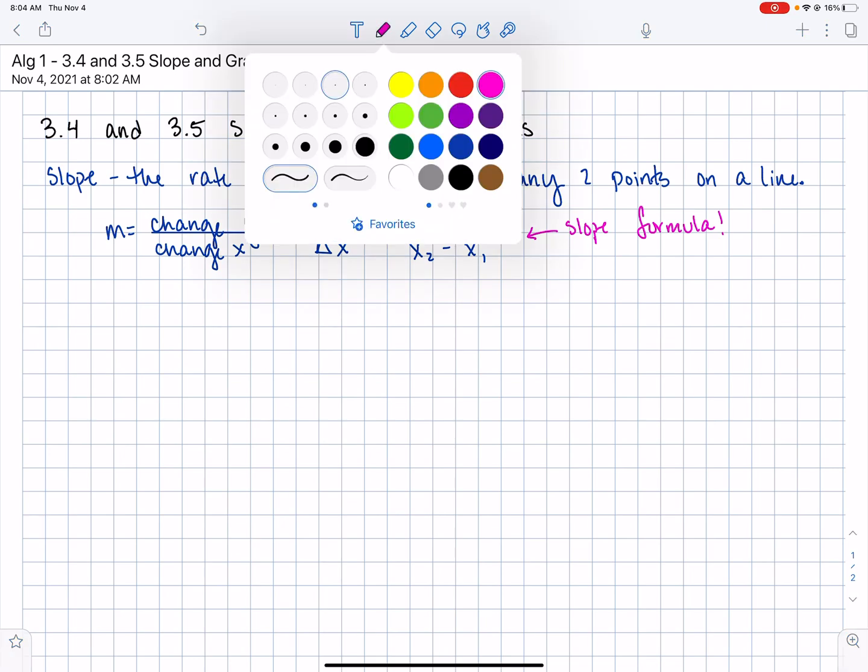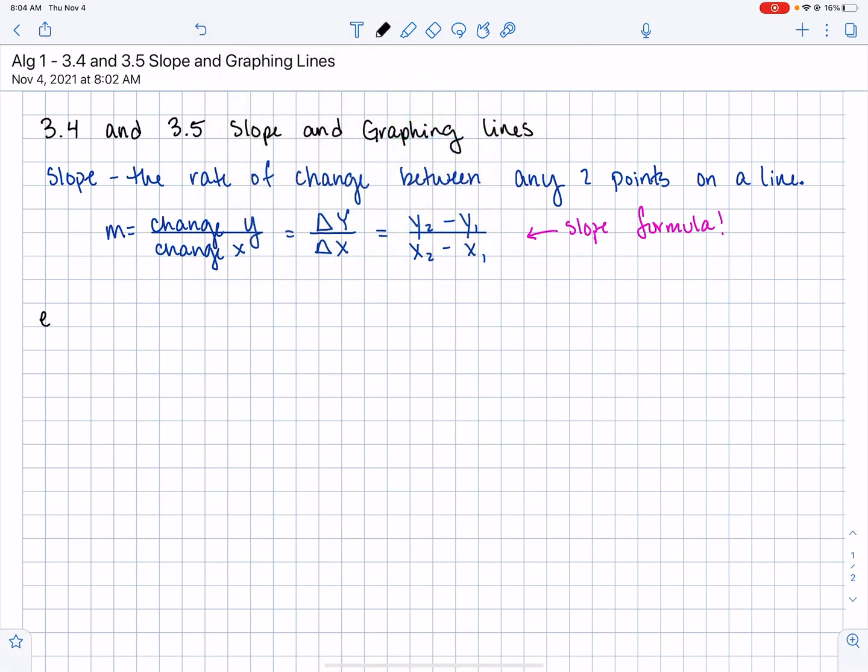So let's start off with a graph here. Let's start with example 1. Hopefully you have a straight edge around you. We're just going to plot some points really quickly and draw a line. So I'm going to start by plotting the points. -5. So we have 1, 2, 3, 4, 5, -2. So -5, -2.